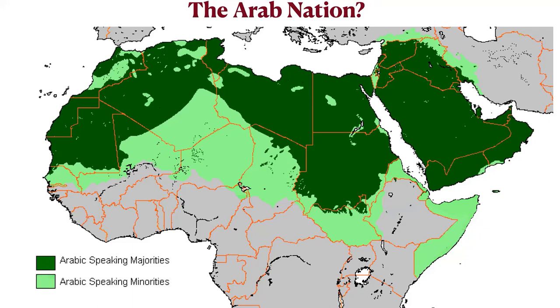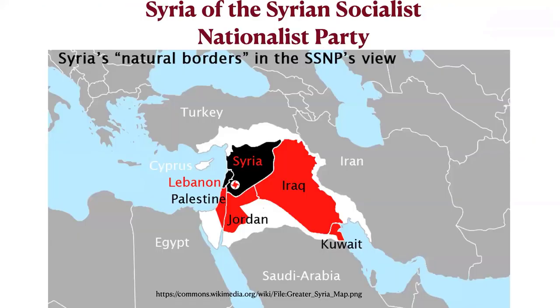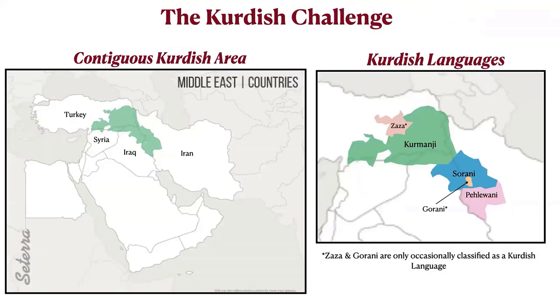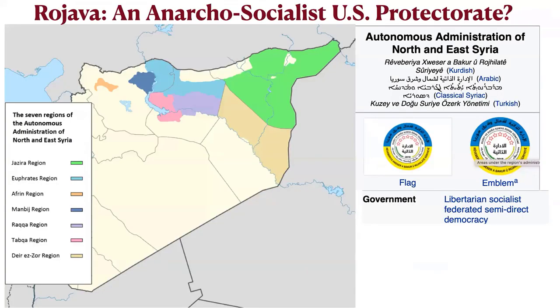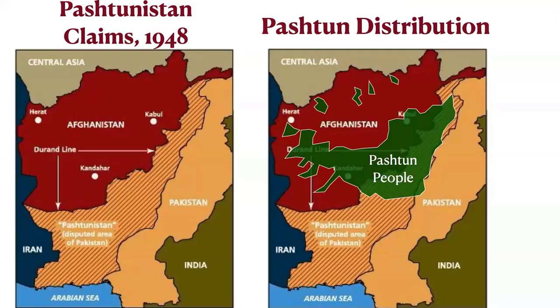Again, I'm sorry, the title of that is not visible. And again, associated ideologies with Arab nationalism, to conflicted Kurdish nationalism, to anarcho-libertarian socialism, deeply conflicted as well, to Pashtun ethno-imperialism.